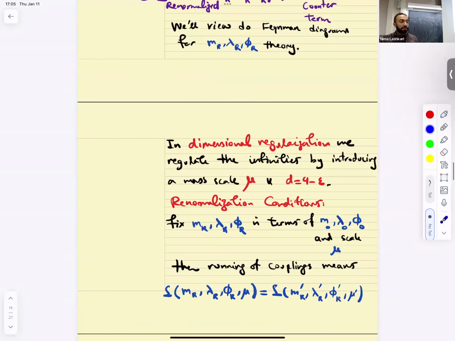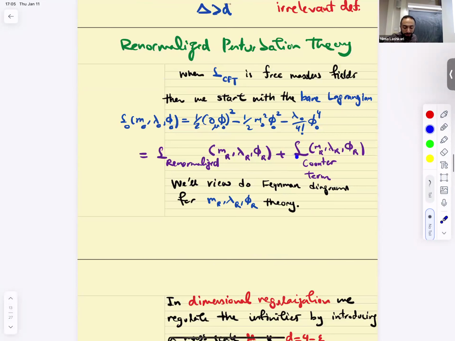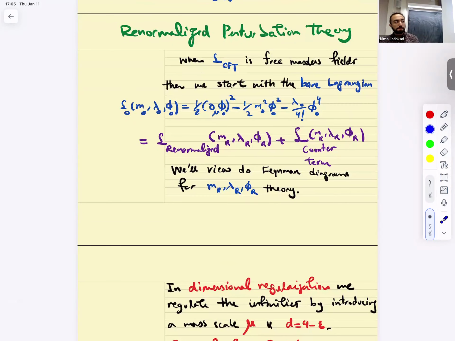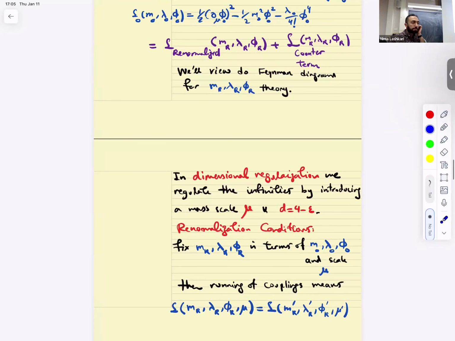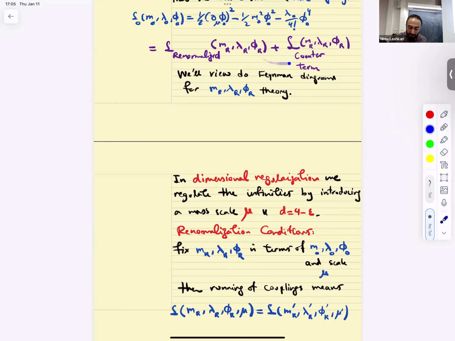Maybe I should pause for a little bit for it to sink in. The role of mu is in this splitting. That's the scheme dependence. Good? Any questions? This is the high-level philosophy of what renormalized perturbation theory in QFT is. We're going to get down to examples. Renormalization conditions are the rules and principles that tell you about this split. They fix the renormalized couplings and the field in terms of the bare couplings and a scale. Those are the renormalization conditions.